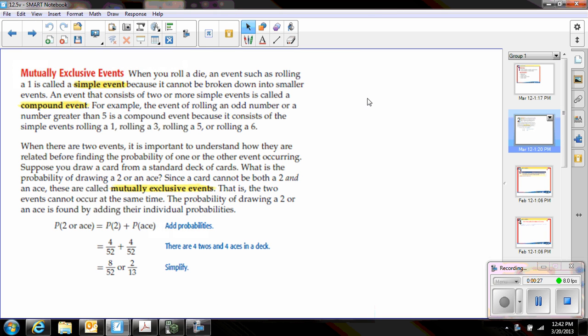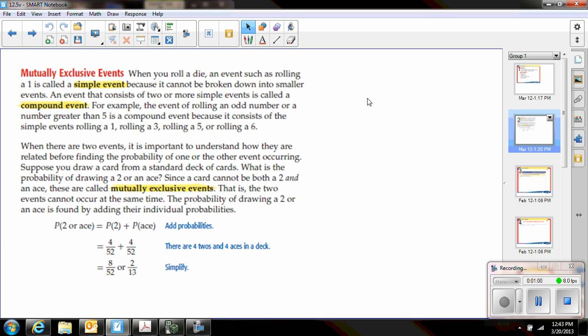Alright, let's start off talking about mutually exclusive events. If you roll a die, an event such as rolling 1 is what we call a simple event because it cannot be broken down into smaller events. An event that can be broken down is what we call a compound event. So for example, the event of rolling an odd number or a number greater than 5 would be a compound event because it can consist of rolling a 1, a 3, a 5, or a 6.